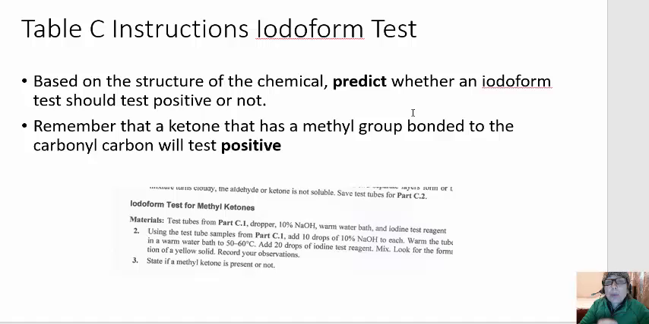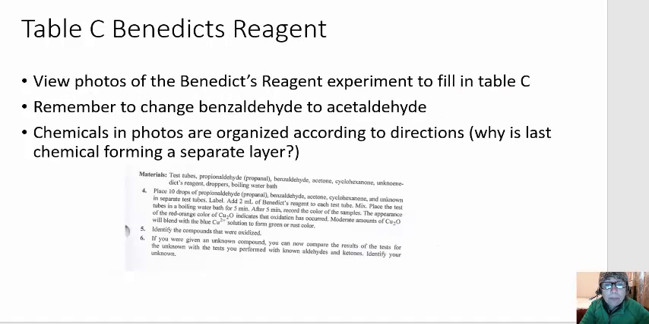All right, the second part of Table C is the iodoform test for methyl ketones. And so again, you're just going to predict whether an iodoform test should be positive or not. If you remember from reading in the beginning of your lab, an iodoform test allows you to know if a methyl ketone is present. So that means that a methyl group is bonded to the carbonyl group. So you are going to predict for everything except your unknown whether an iodoform test should be positive or not based on the structure.